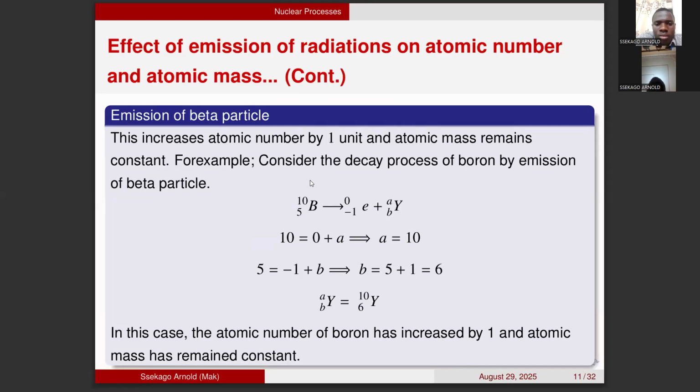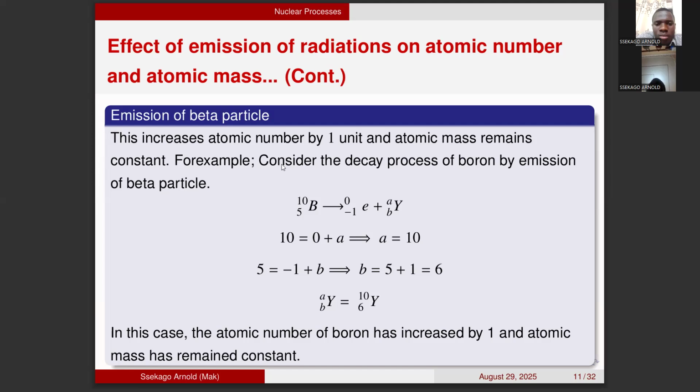Emission of beta particle. Now, emission of beta particle increases atomic number by 1 unit and atomic mass remains constant. Why do we say that it increases atomic number by 1 unit and atomic mass remains constant?